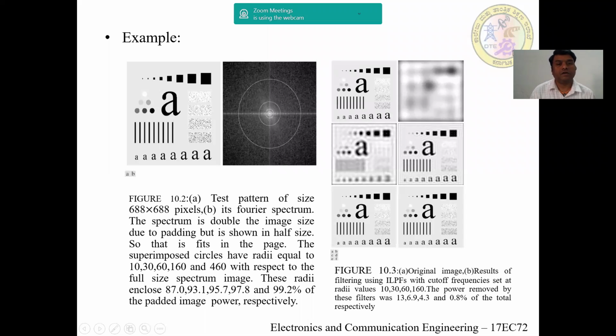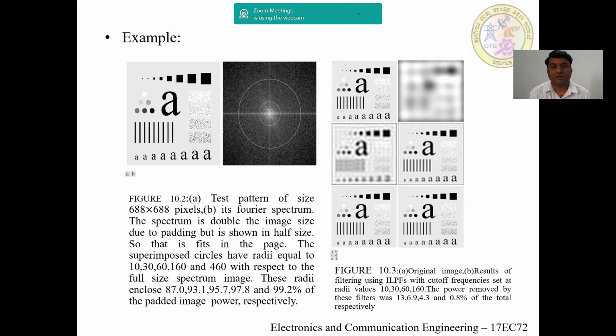Here you can see from the figure a test pattern of size 688 by 688 pixels. B is its Fourier spectrum. The spectrum is double the image size due to padding, but it is shown in half size so that it fits in the page. The superimposed circles have radii equal to 10, 30, 60, 160 and 460 with respect to the full size spectrum image. These radii enclosed 87, 93.1, 95.7, 97.8, and 99.2% of the padded image power respectively.